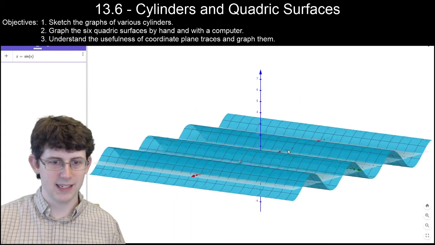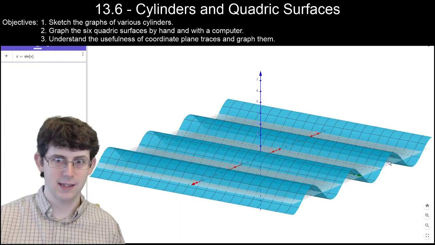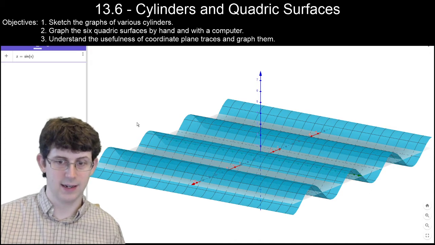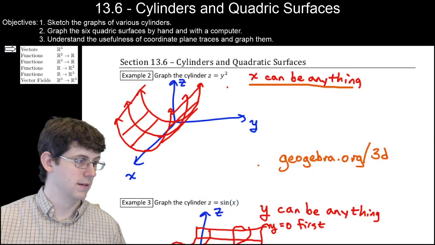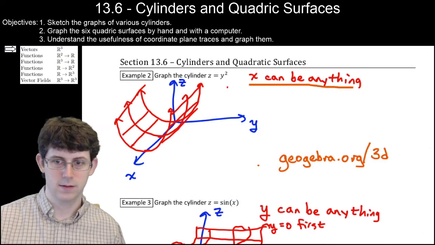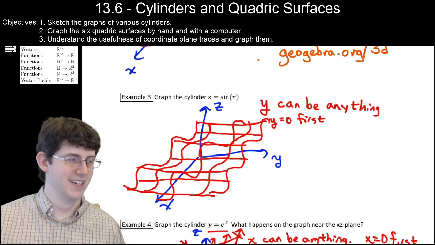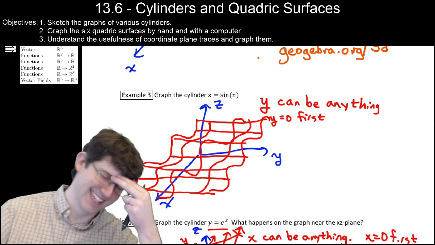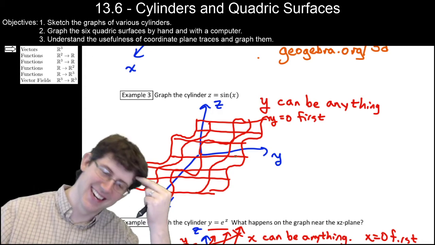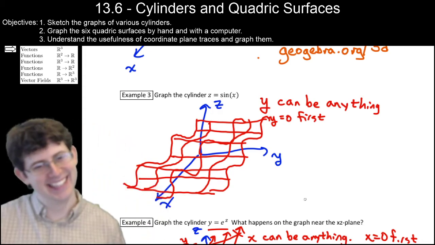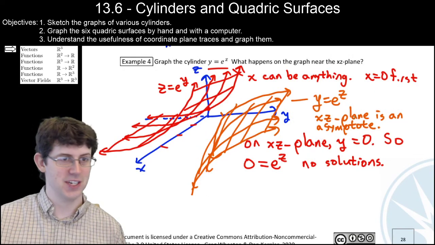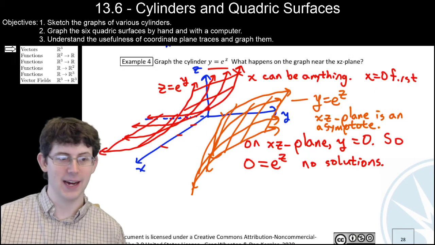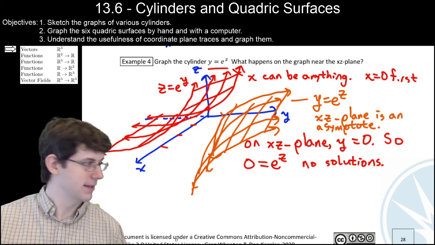Z equals sine x is this wiggly sheet, and the rulings are parallel to the y-axis. Those straight lines are the rulings. I mean, it looks like a 3-year-old tried to draw it. Oh well. And then let's get y equals e to the z, which should be this orange shape. And then I'll also get z equals e to the y to show what my mistake was.